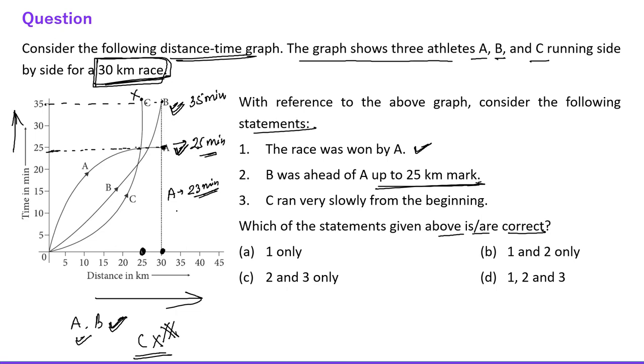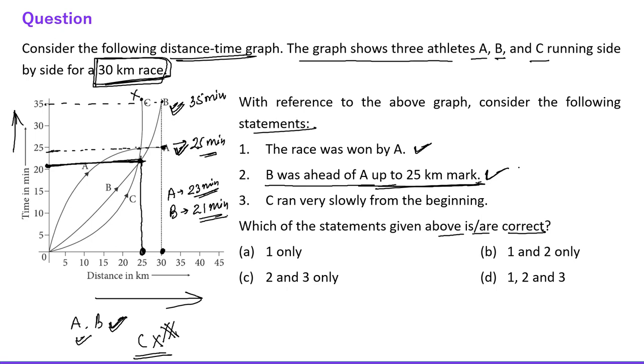But B has taken, for 25 kilometers, obviously less time than A, right? It is around 21 minutes, right, everyone? So B has taken around 21 minutes and A has taken around 23 minutes for the first 25 kilometers. So statement number two says B was ahead of A up to the 25 kilometer mark. This is also correct, right?